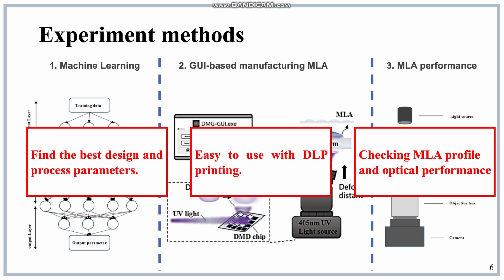Moving on to the experimental method. Our work has three key components. Firstly, machine learning: training a model to predict the MLA outcome. Secondly, GUI-based tools, making it easy to design and manufacture MLAs. And finally, performance evaluation, testing the fabricated microlenses to ensure accuracy and optical quality.